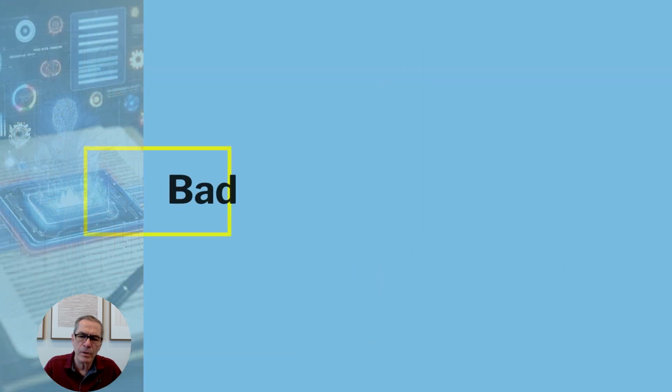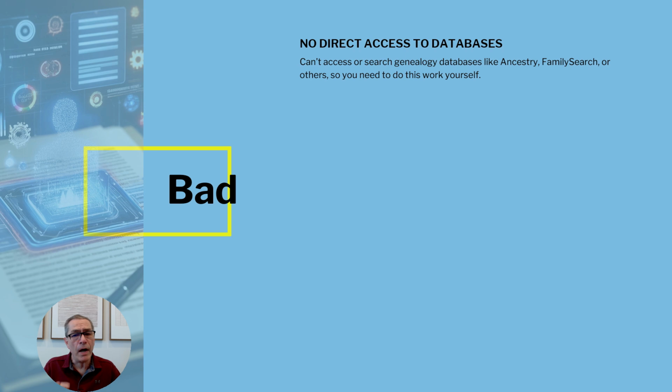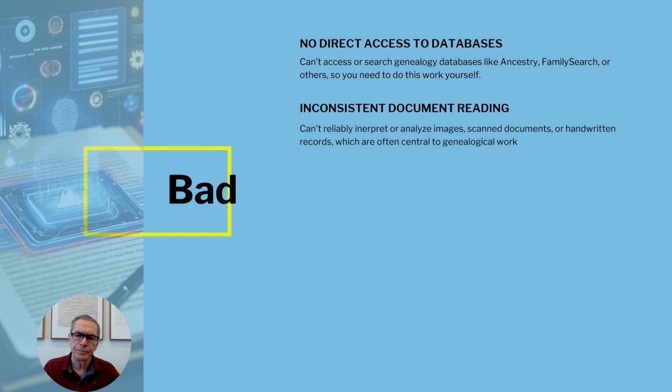Let's look at the bad points. It's got no access to databases. So when you're doing research, Ancestry, FamilySearch, MyHeritage, you're going to have to do that yourself or download that information to access from ChatGPT. So no direct access to databases at all.